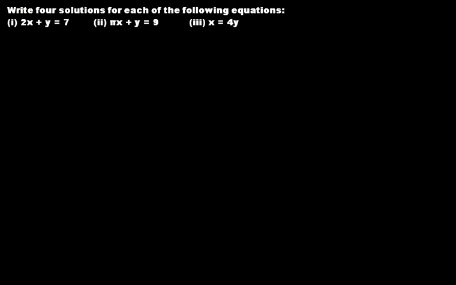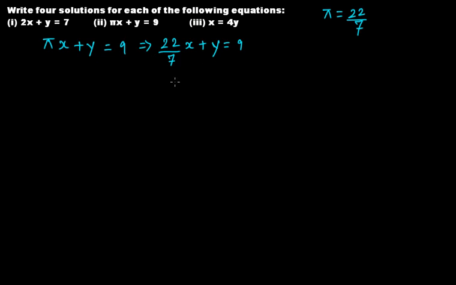Let's take this second one. This is pi x plus y. Let's take pi equal to 22 by 7. So from here, this equation becomes 22 by 7 x plus y equal to 9. Right? 22 by 7 x plus y equal to 9.